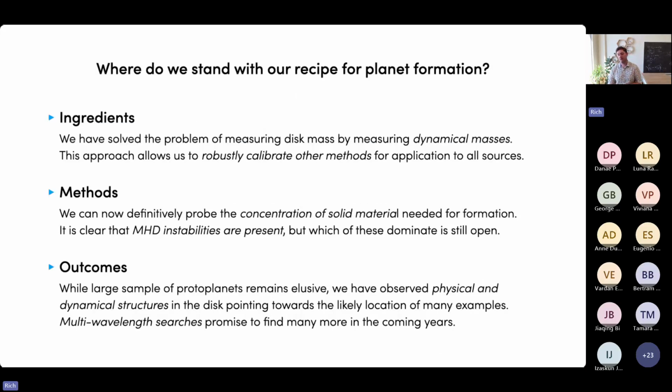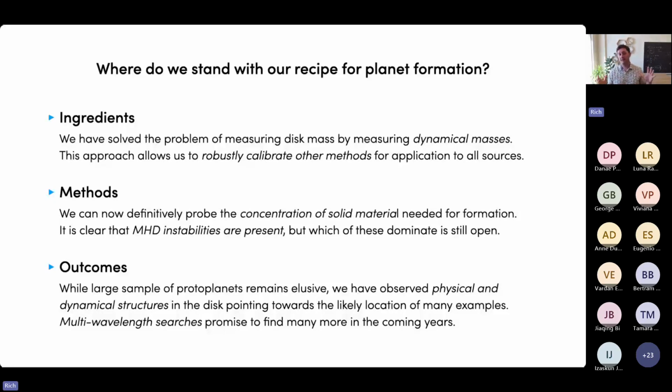So to just wrap up those 3 main points, as I say, this is really trying to condense all those 17 papers down into a couple of themes. So there's a lot more in the papers. But in terms of ingredients, we've been really able to, I think, make a step forward in our ability to measure gas masses in these disks based on dynamical masses. And we can understand how to use these to better calibrate the mass measurement techniques that we need to apply to populations on the whole, because we can't do dynamical masses for everything.